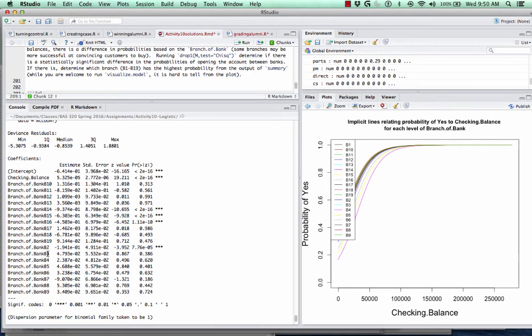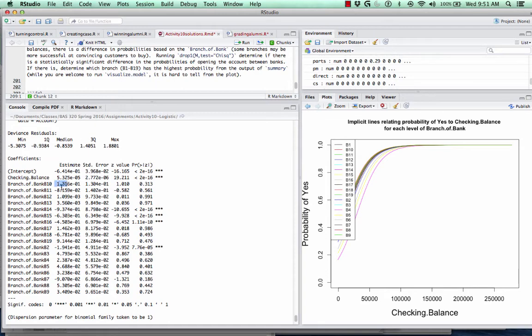And in this case, B1 is the reference branch, basically. We see that all the other branches get indicator variables, and B1 doesn't. It's the reference level. All these coefficients will be interpreted with respect to that particular level. All right, so we're being asked which bank has the highest probability of a customer purchasing this new type of account, assuming we're talking about customers with equal checking balances.